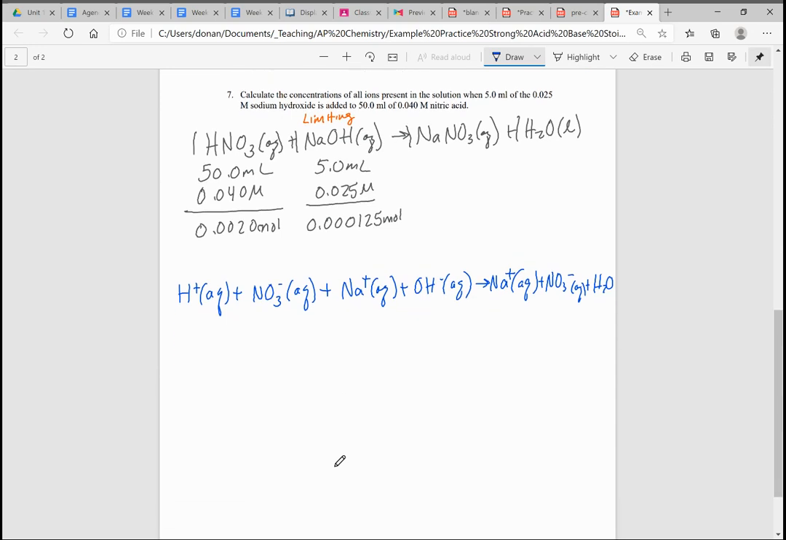So if I started with 0.0020 moles of nitric acid, that means I have 0.0020 moles of hydrogen and 0.0020 moles of nitrate. If I started with 0.000125 moles of sodium hydroxide, that means I started with 0.000125 moles of sodium and 0.000125 moles of hydroxide. I'm not starting with any of the sodium nitrate or water, so we're going to have zeros here.